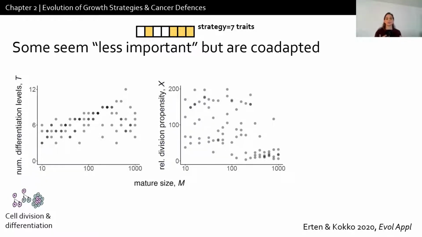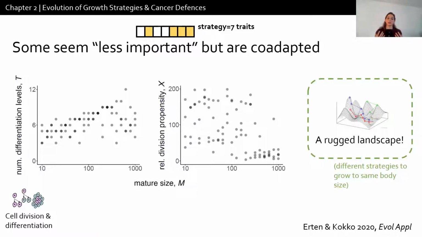So these traits seem less important for management of growth. But when we dug a bit deeper into this, we saw that at least in some of these traits, there were some co-adaptations. What I mean by this is, for instance, one trait was increasing and the other one was decreasing. They were correlated with each other in a sense. So this indicates that there might be different ways and different combinations of these strategies to achieve the same body size, the same sort of cancer defense and growth.